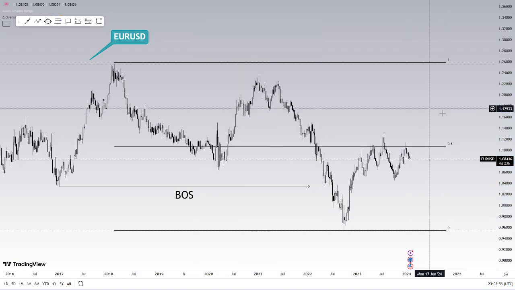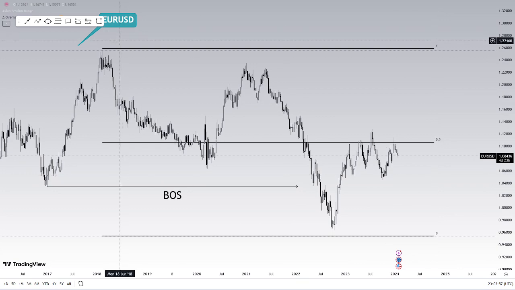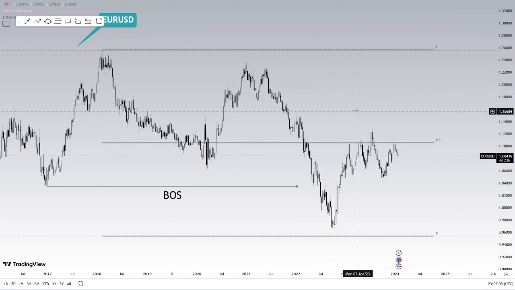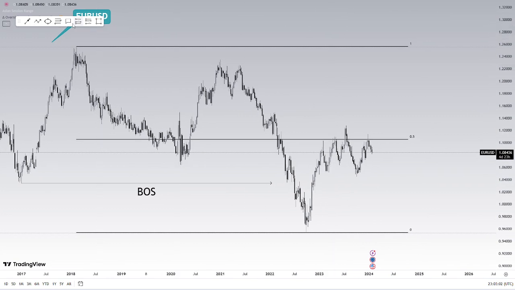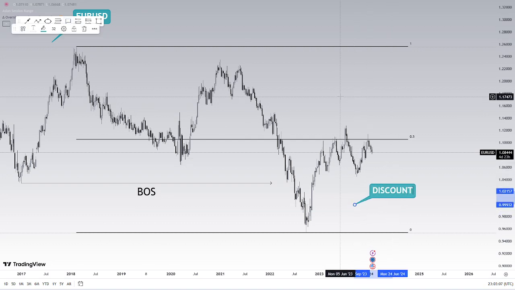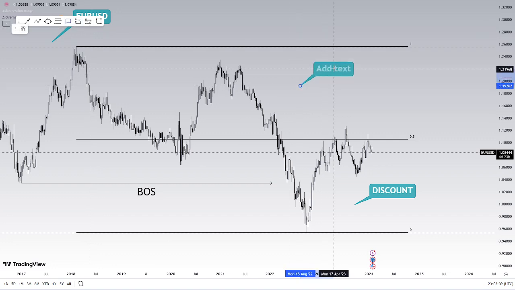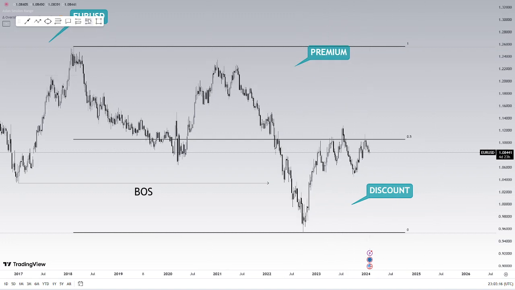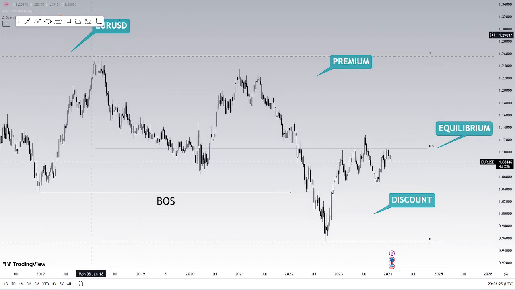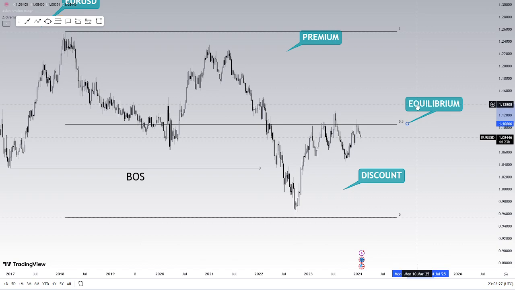Now, the fib tool is used in ICT concepts, and you only really need the 50% level, right? So what does this indicate to us? It indicates two areas. We have the discount, which is below the 0.5 level, and we have the premium, which is above the 0.5 level, okay? This is the discount over here. This is the premium, okay? Now, this here is the 0.5 level, or the equilibrium. Now, the equilibrium is essentially halfway between the swing high and the swing low, okay?